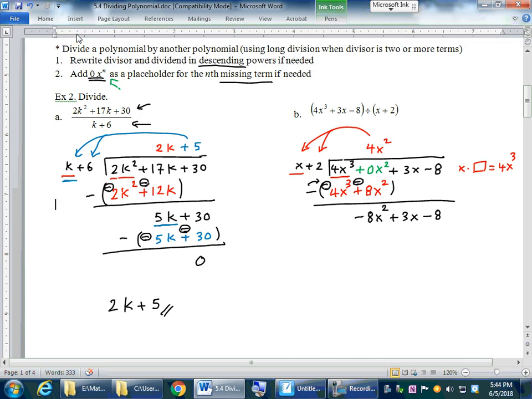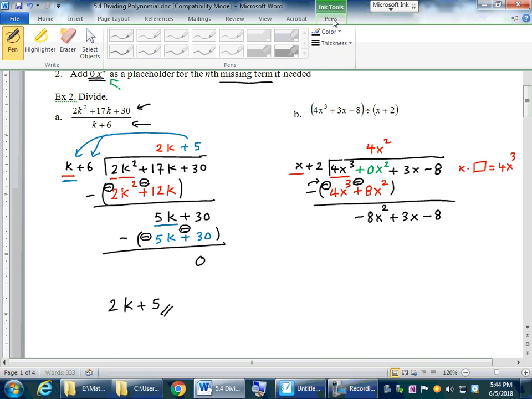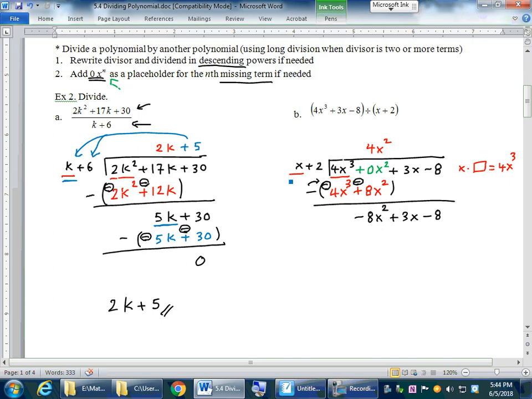And we're going to do the same process over again for the next term. So we look at the very first term with this very first term. I have to ask myself, x times what exactly gives me negative 8x to the second power? So that must be negative 8x. And we distribute this into both of the terms again. So negative 8x times x will give me negative 8x squared. Negative 8x times 2 will give me negative 16x. And after we distribute it, we subtract.